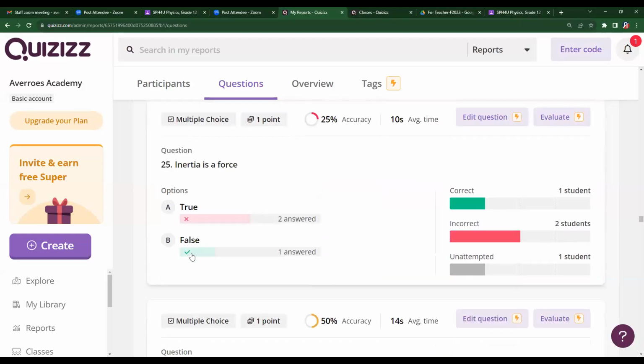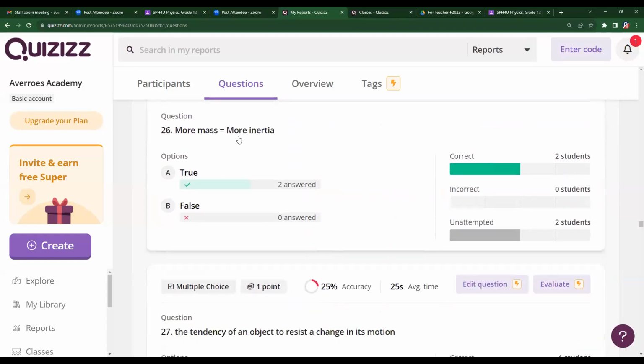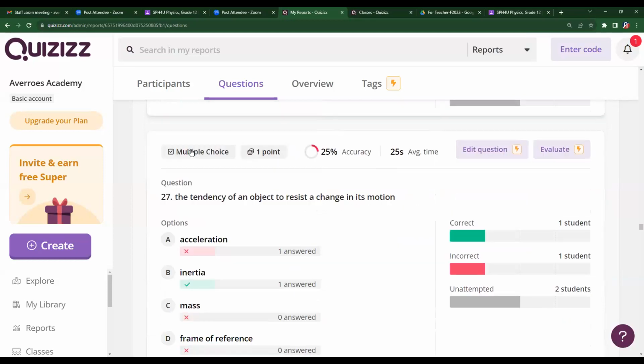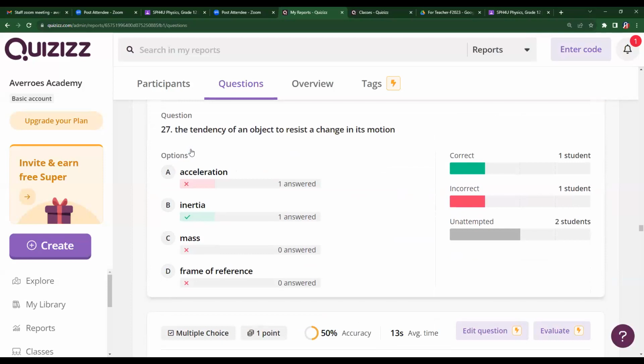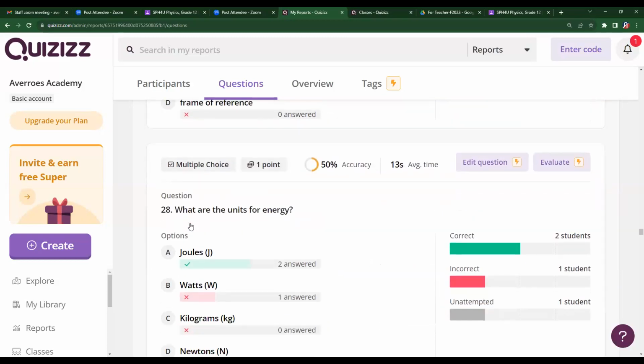Inertia, so it's not a force. More mass, more inertia, so it's first Newton's law. The tendency of an object to resist change of motion is inertia. Yeah, so it's first Newton's law. An object will try to stay at rest. And the bigger the mass, the more inertia.